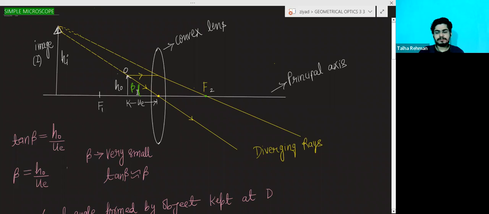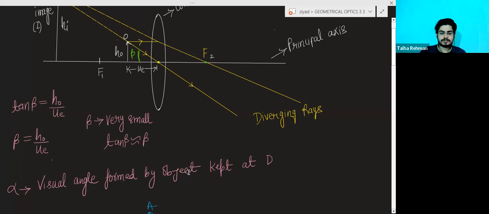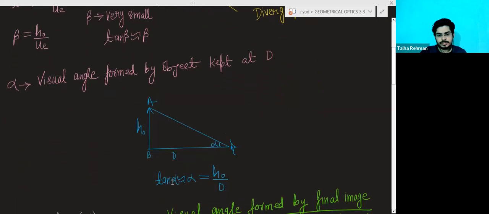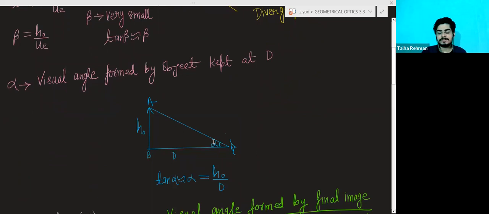But this beta angle will be very, very small. So if beta is very small, then tan beta is approximately equal to beta. So tan beta is equal to H0 by Ue means beta is equal to H0 by Ue. Alpha is the visual angle formed by the object kept at distance D. You can say this is alpha. So tan alpha also you can find. This distance is D and this distance will be the height of the object. This alpha angle will also be a small angle.